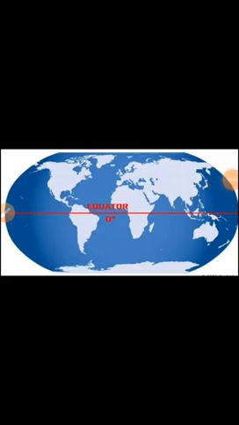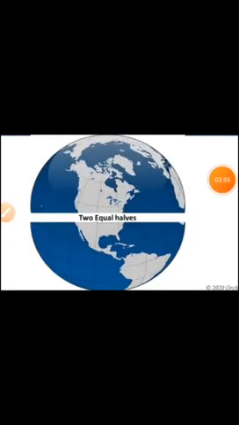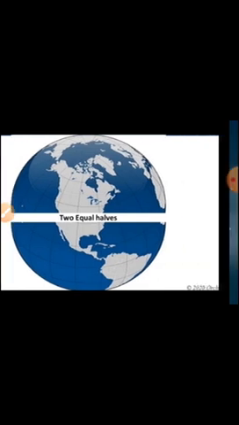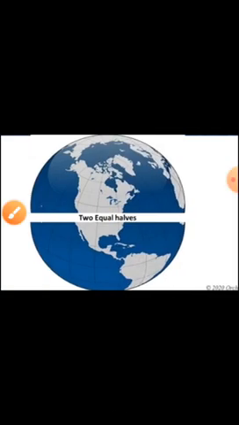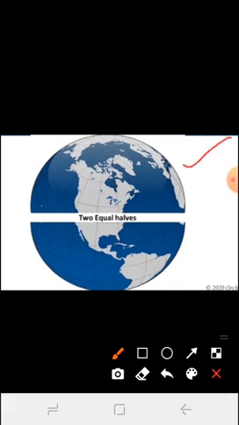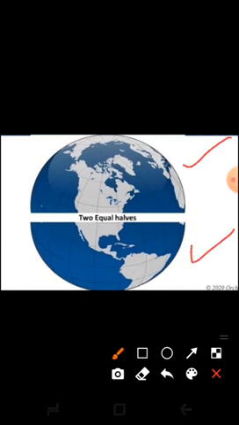So, the equator is drawn on maps and globes, and it is an imaginary line around the center of the earth, and it is called the latitude. It is a circle that divides the earth into two equal halves, that is, first is the northern hemisphere, this is the northern hemisphere and this is the southern hemisphere. It divides the earth into two equal halves, that is northern and southern hemisphere.